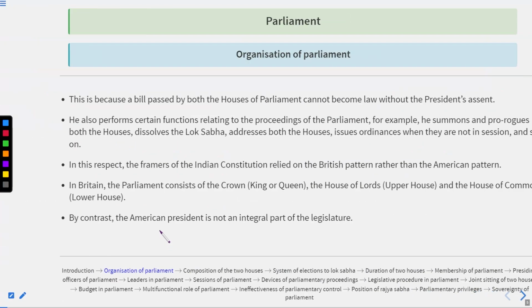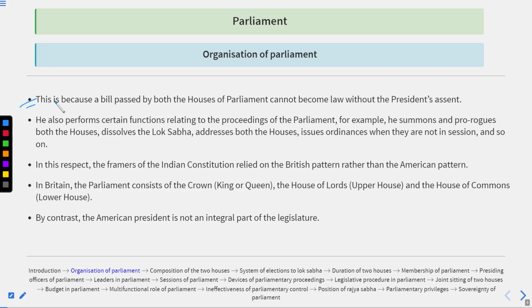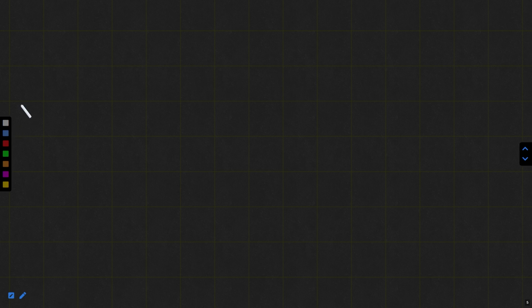Thereafter, if we talk about the integral nature of the Indian president, this is because a bill passed by both houses cannot become a law without the president's assent. We had also discussed that a resolution may be presented in either house, then the discussion will start. You can say this is a procedure. Here I am just providing a rough procedure. I am not saying that this is the exact procedure, but this is just to get an idea.